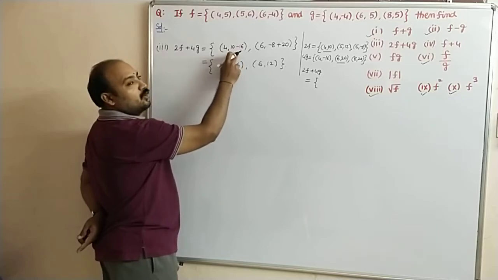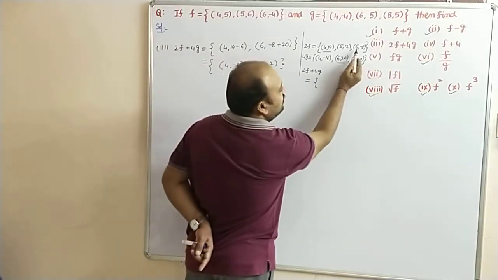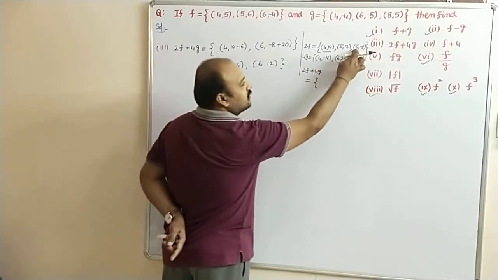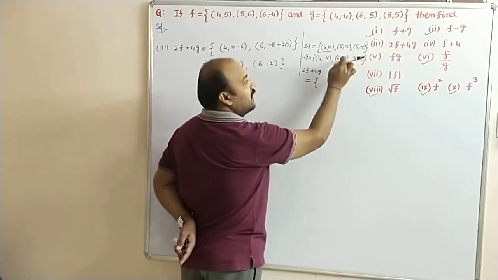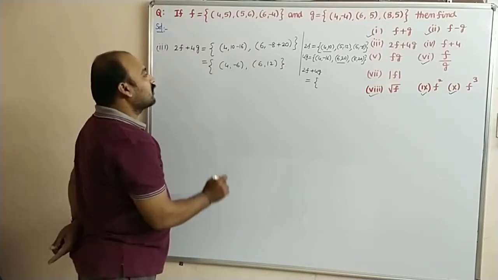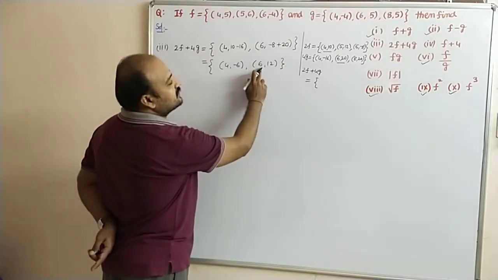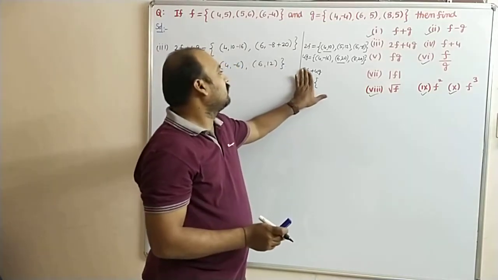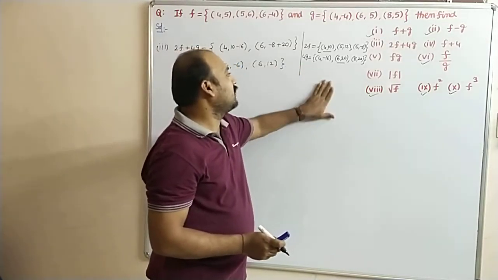That is the reason I wrote here directly. Next (6, minus 8) and (6, 20). So 6 is common in this domain. Codomain is minus 8 plus 20. So which is equal to (4, minus 6), (6, 12). Now I think you understand. Yeah, go to the next one.